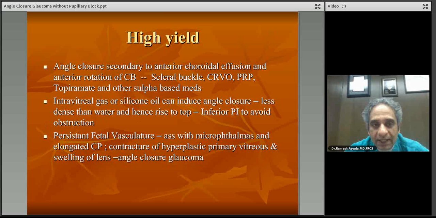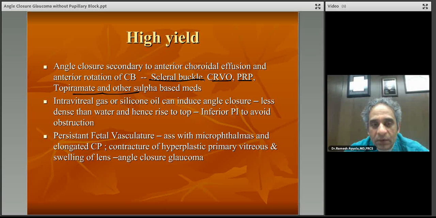Angle closure secondary to anterior choroidal effusion and anterior rotation of the ciliary body is the mechanism underlying scleral buckle, central retinal vein occlusion, panretinal photocoagulation, topiramate, and other sulfa-based medication-induced angle closure glaucomas. In all these situations, angle closure is secondary to anterior effusions and anterior rotation of the ciliary body.